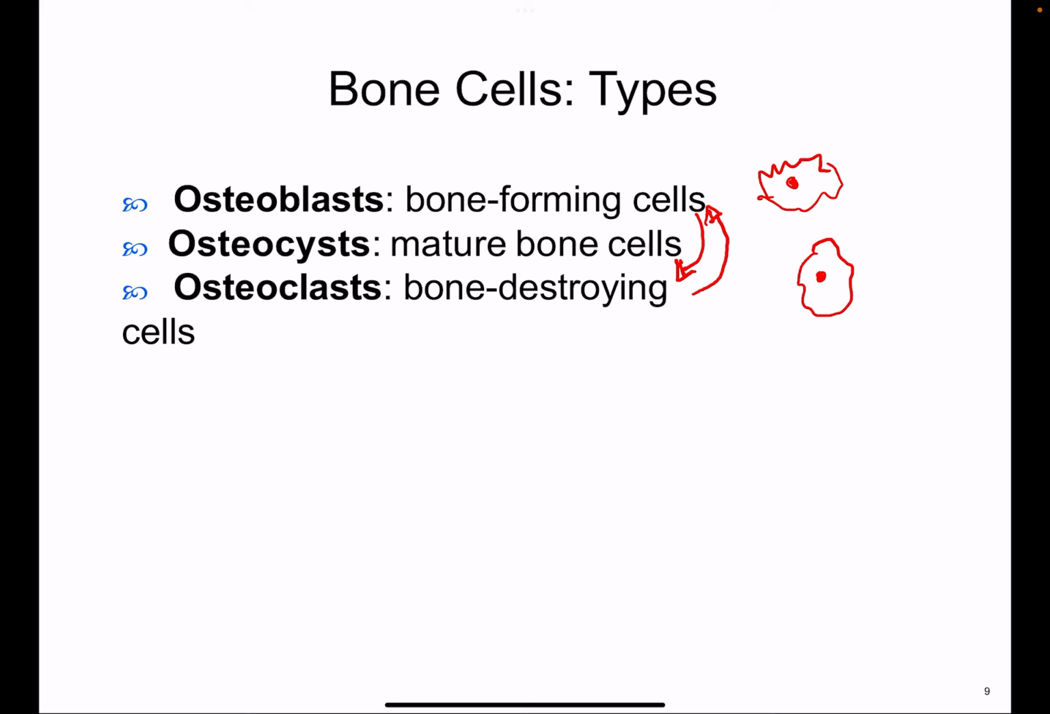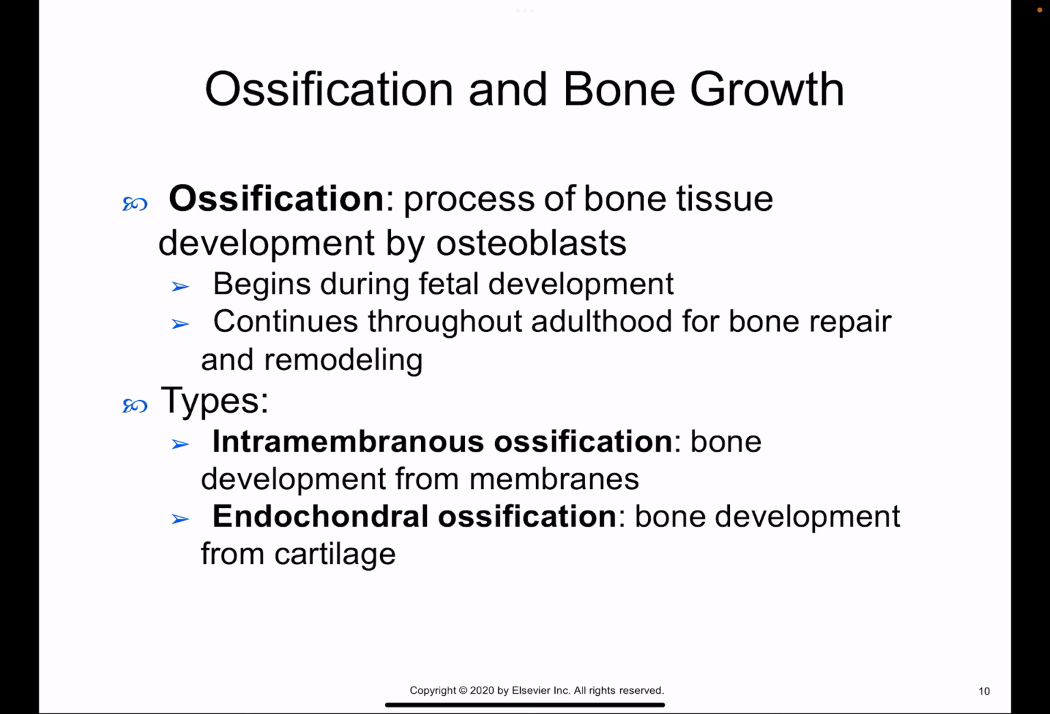And that relationship is about keeping things balanced. We're not making too much bone, but we're also not making too little bone, right? If I make too little bone, then I of course can run into osteoporosis. I can run into different types of arthritis. I can run into many problems. But if I have too much bone, I can run into equally as many problems just because I have too much. This is what ossification is, right? Ossification is the process of bone tissue development by osteoblasts, right?